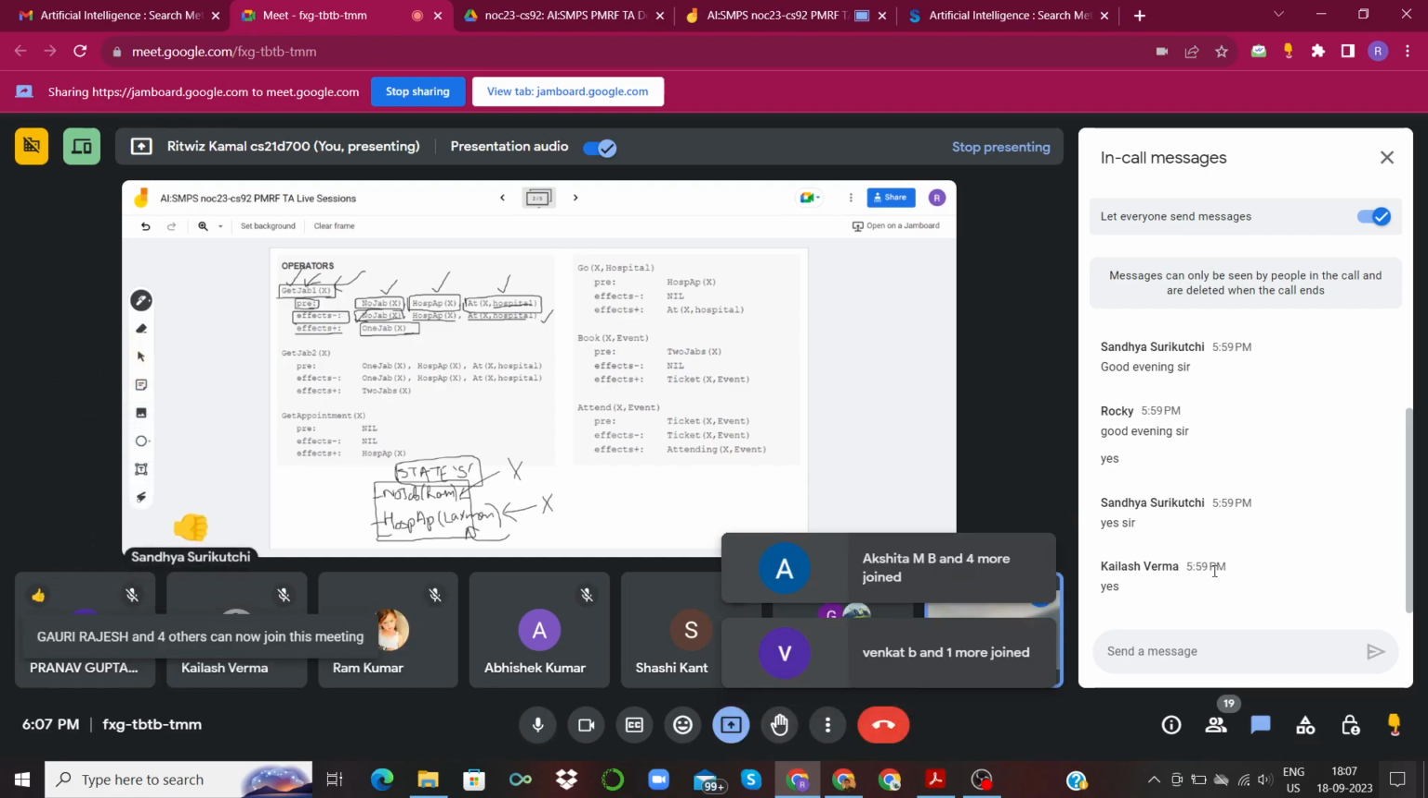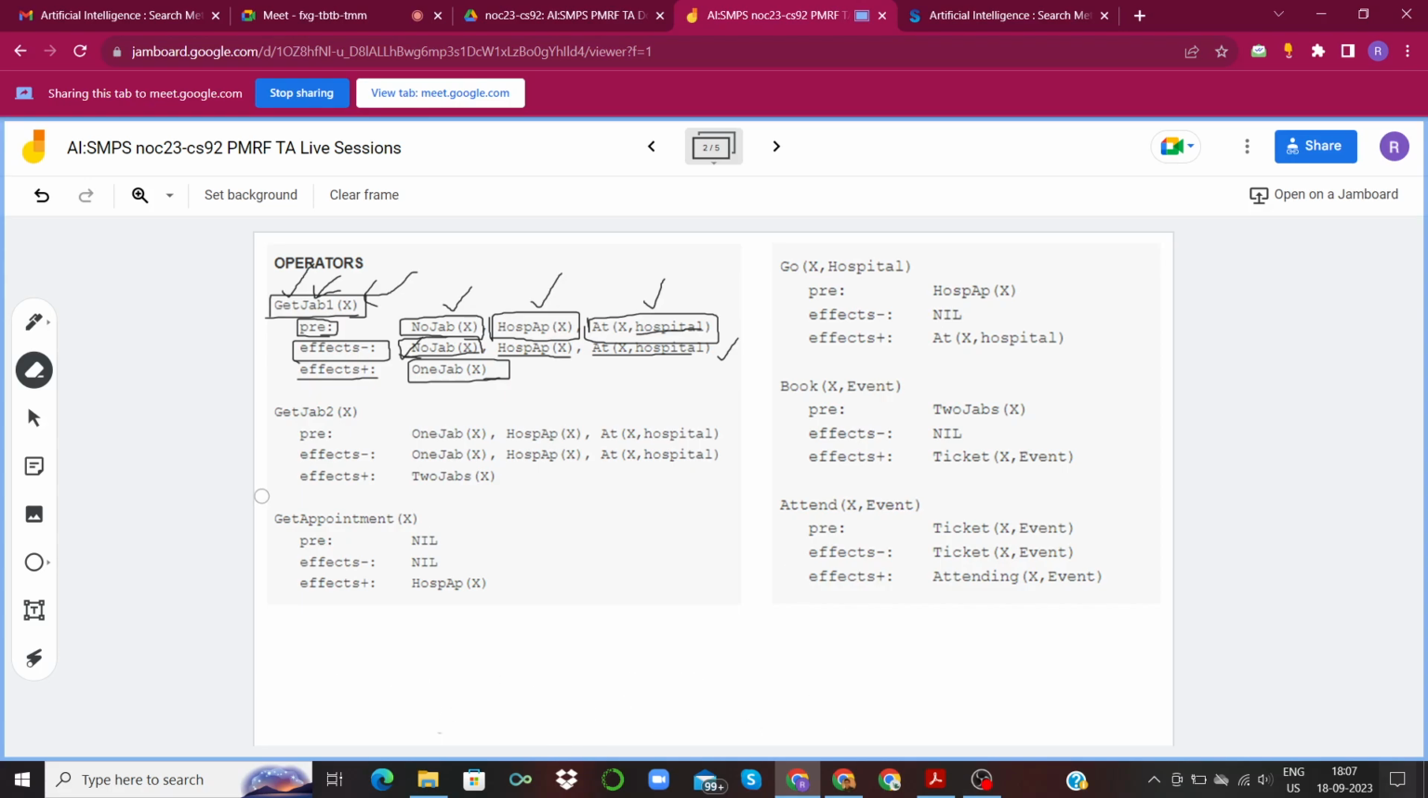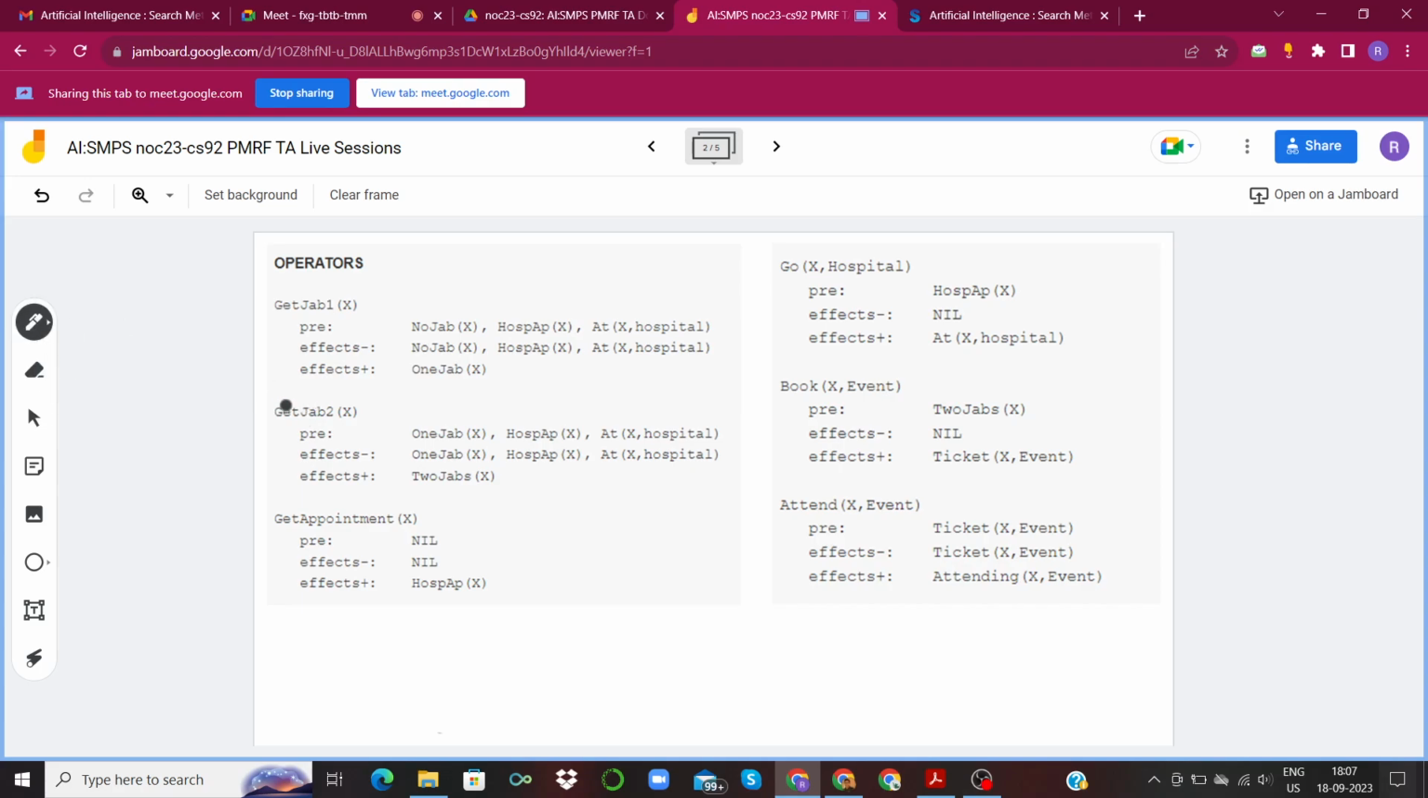Okay, that's great. So let's go through all of these operators one by one, just so that we are on the same page. These are pretty straightforward, so I'm confident that all of you will be able to understand it very quickly. But just for the sake of continuity, let's go through each of them one by one.